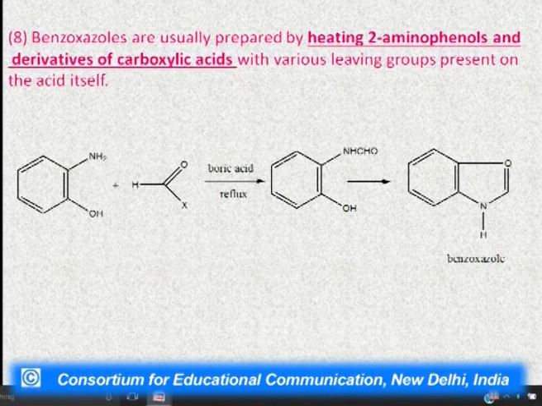Then the next member, that is a member fused with the benzene ring, is the benzoxazole. These are usually prepared by heating 2-aminophenol, which reacts with a derivative of carboxylic acid in the presence of boric acid. In case of carboxylic acid, there should be a good leaving group present in the carboxylic acid. It will reflux together to give an intermediate product, which will then cyclize to give benzoxazole.